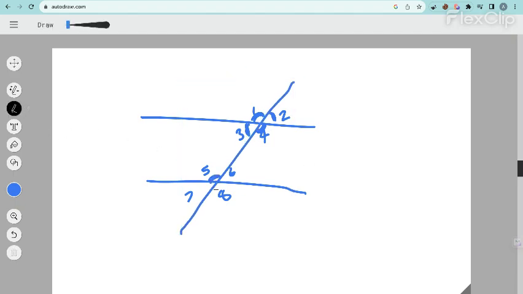5 and 8, and then 7 and 6. Vertical angles are equal to each other.